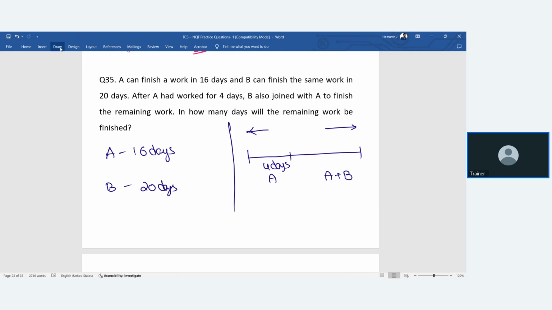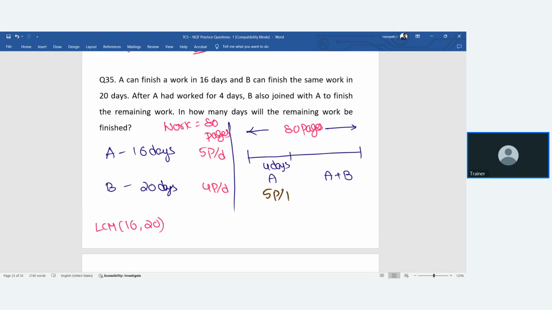Sir, work is not given in the question. We can assume the work is equal to 80 pages of typing. How did you decide 80, sir? For my easy calculations, I always take the LCM of the given values. So 80 pages in 16 days means I can type 5 pages per day. 80 pages in 20 days means I can type 4 pages per day. A is available for 4 days. Total target is 80 pages. A worked for 4 days and he can type 5 pages per day.